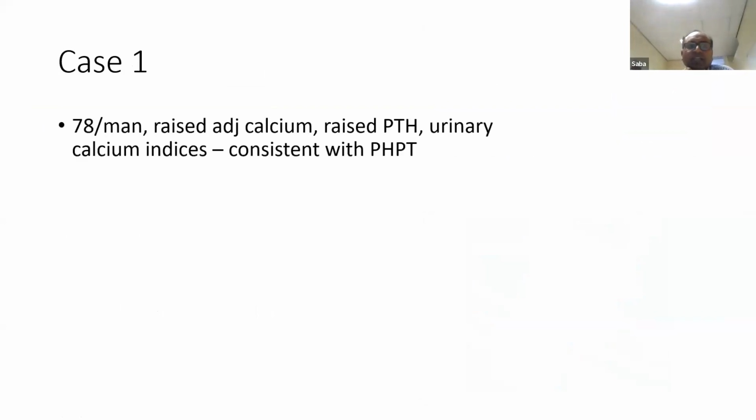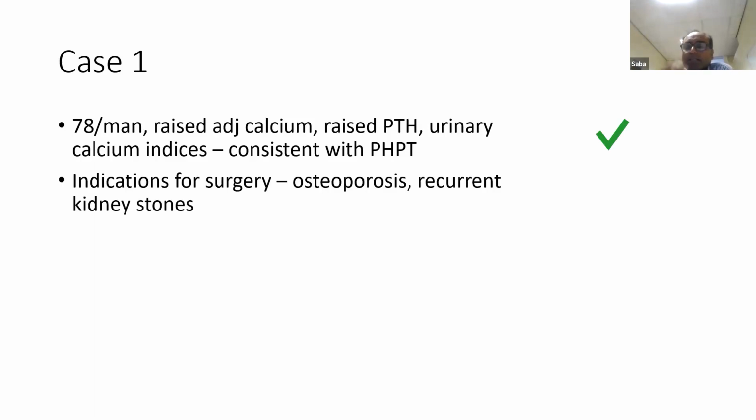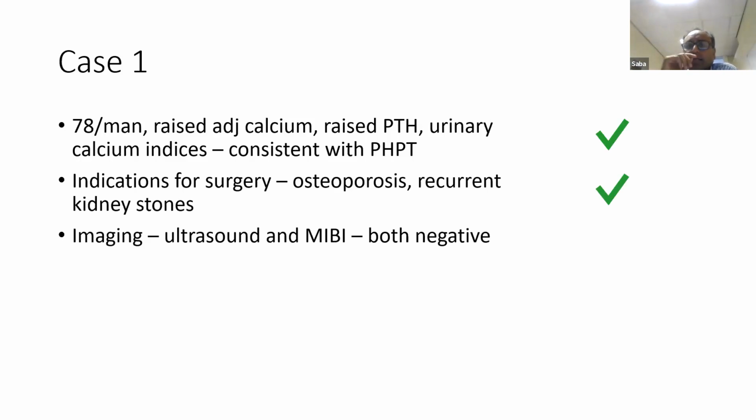So, okay, the first case. We've got a 78-year-old man with raised adjusted calcium levels, raised PTH, and urinary calcium indices all consistent with primary hyperparathyroidism. So that's the diagnosis made. In terms of, does it need an operation? He had osteoporosis on the DEXA scan, and he's got a history of recurrent kidney stones. So there's clearly an indication for surgery. So that's another tick. And then we aim to localize the parathyroid glands.